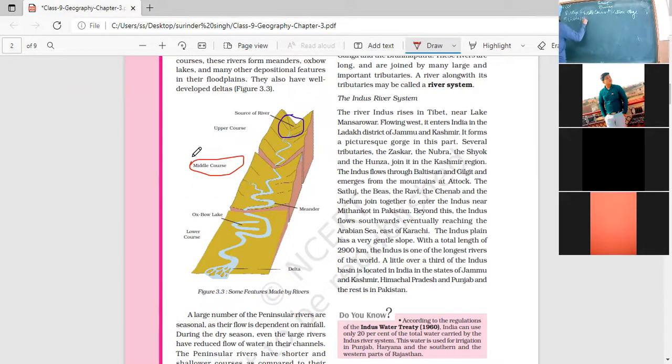U-shaped valleys. In the upper course, as we discussed, the river makes V-shaped valleys. It cuts its sides, but not the base. In higher altitude areas, it cuts its base. That's why gorges are formed in the upper course. But when the river enters the plains, it cuts its valley sides as well as its base, through which U-shaped valleys come into existence.